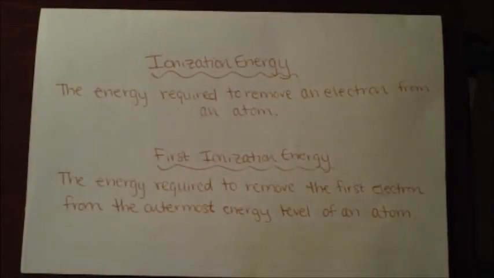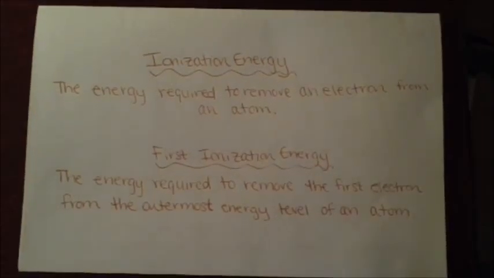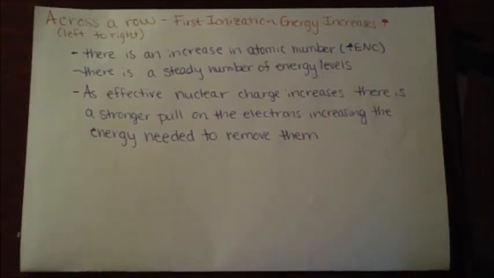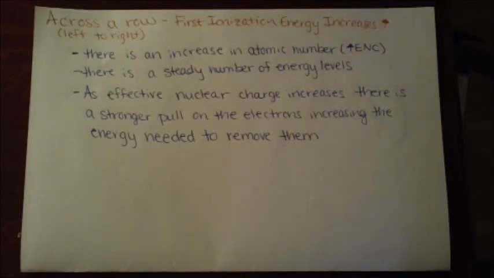Ionization energy. Ionization energy is the energy required to remove an electron from an atom. The first ionization energy is the energy required to remove the first electron from the outermost energy level of an atom. Across a row, left to right, first ionization energy increases. There is an increase in atomic number, which increases the effective nuclear charge. There is also a steady number of energy levels. As the effective nuclear charge increases, there is a stronger pull on the electrons, increasing the energy needed to remove them.